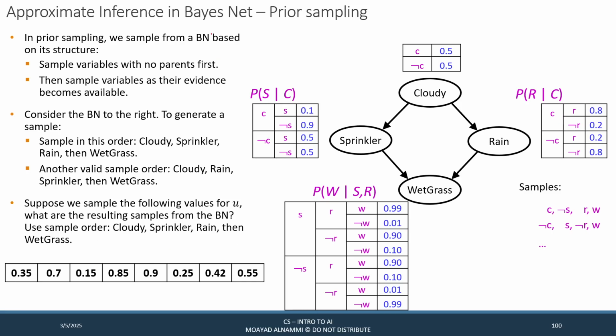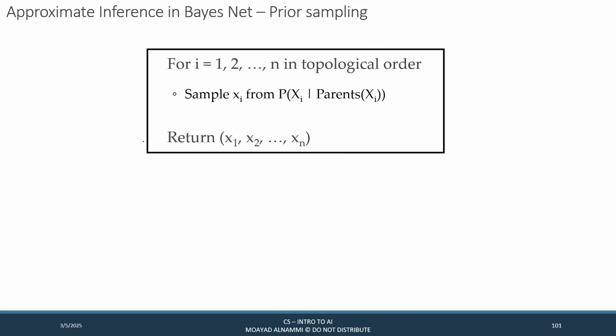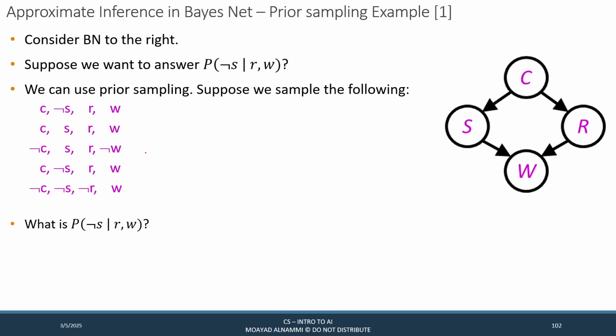And that is how you do direct sampling from a Bayesian network, right? Using the U values, you follow the structure of the network and you sample parents followed by children given the parents. And this is how to do the sampling as an algorithm. Okay. How can I use prior sampling or direct sampling in order to approximate queries? Imagine you had this Bayesian network and you want to answer the following query: what is the probability of not S given R and W?